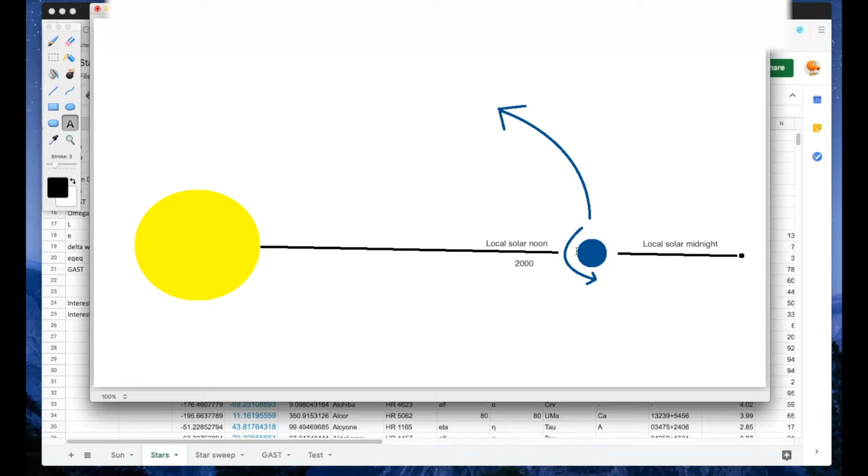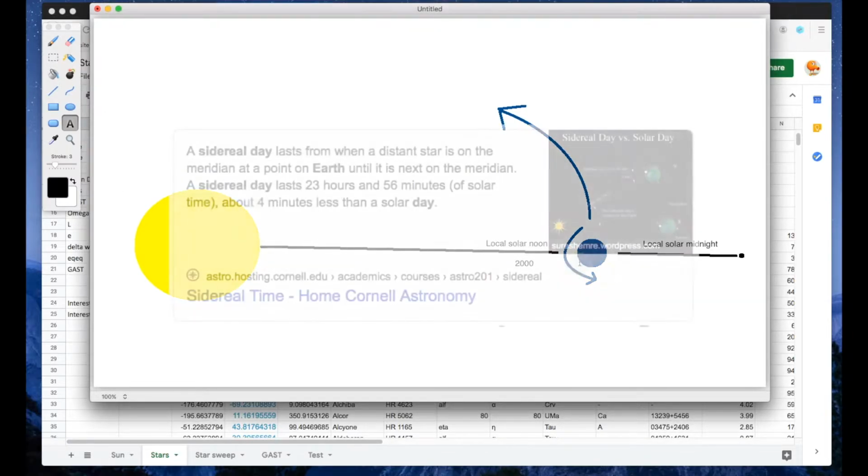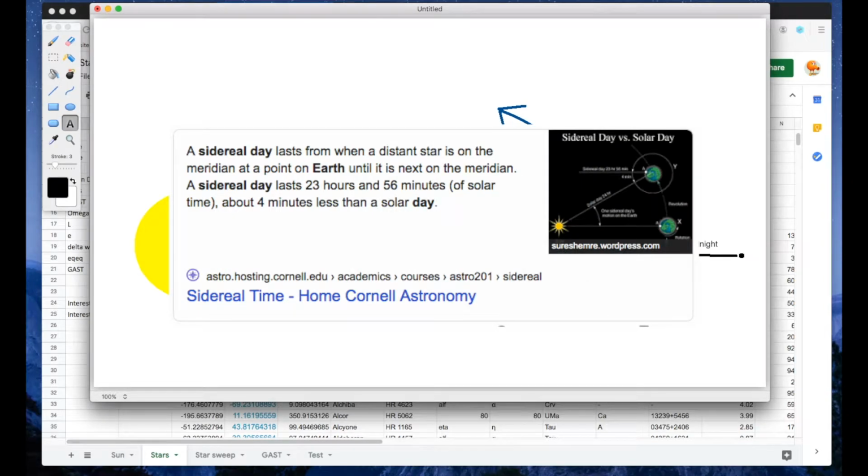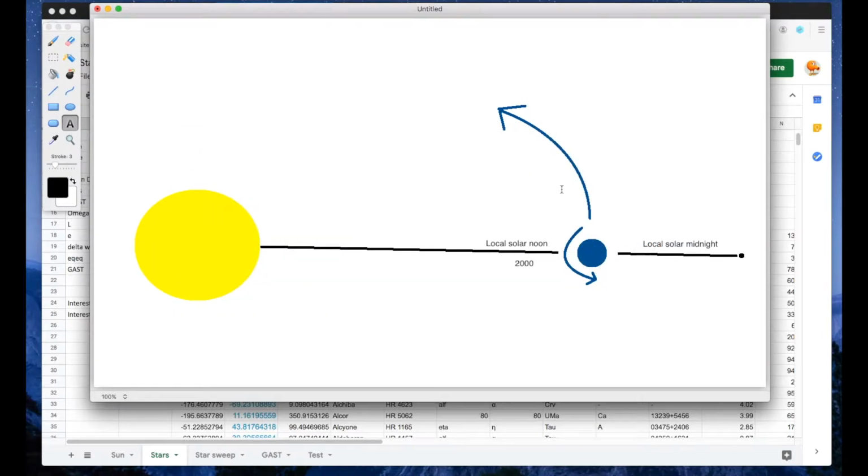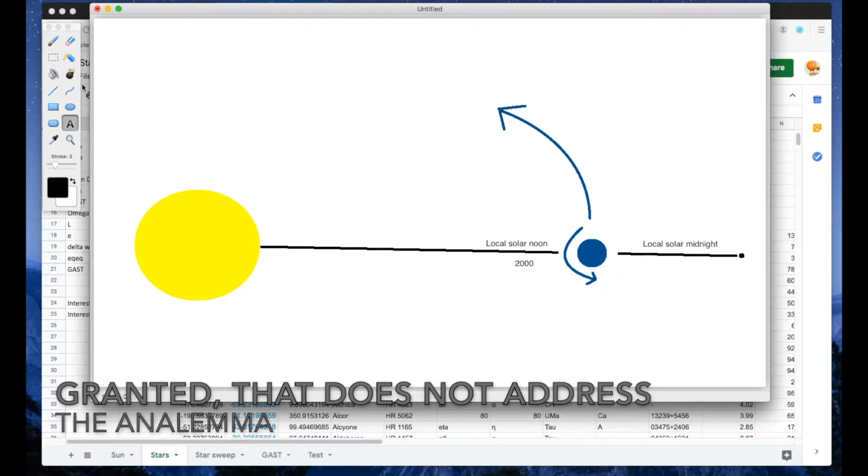So we know that the Earth rotates on its axis, and we know that it also rotates around the sun. One revolution on its axis is 23 hours and a little bit, but because the Earth moves slightly away, the Earth has to rotate a little bit more than 360 degrees to point back towards the sun, so that 24 hours is always going to be local solar noon.